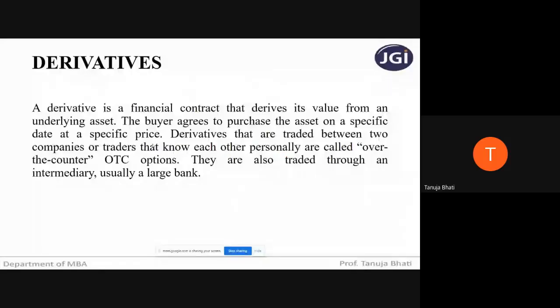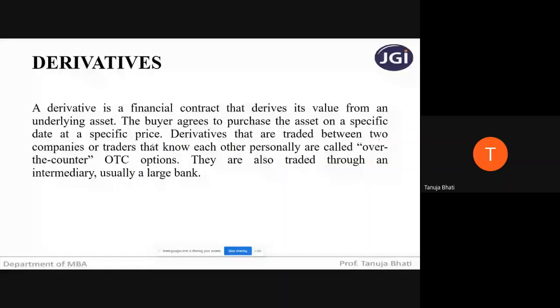Sometimes the buyer may also get into losses. Suppose he has fixed the value to purchase the asset as 1 lakh and later the value of the asset comes down to 90,000. So now there is a loss to the buyer and a profit to the seller.